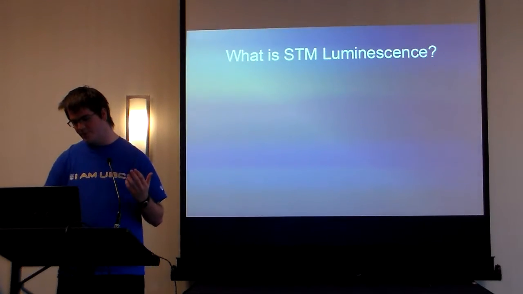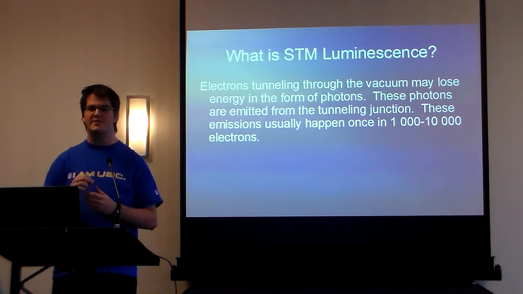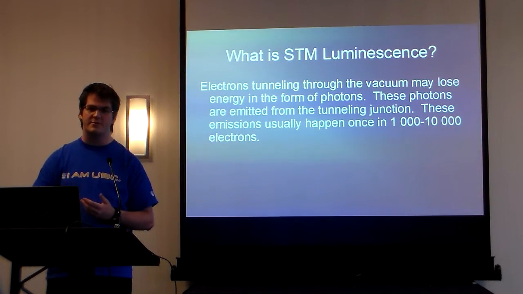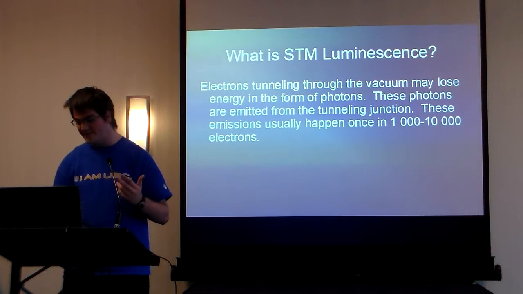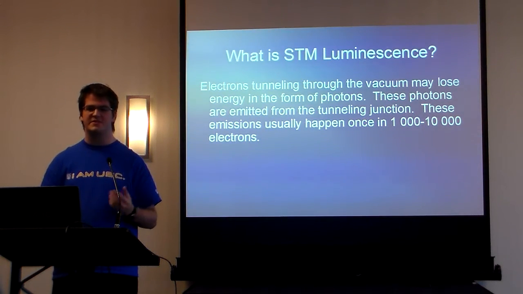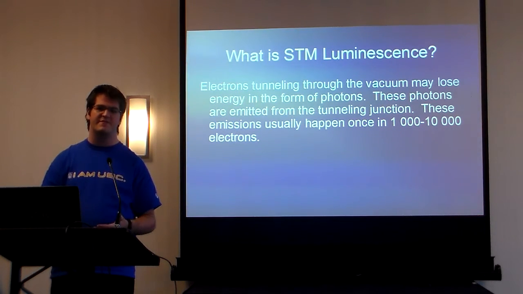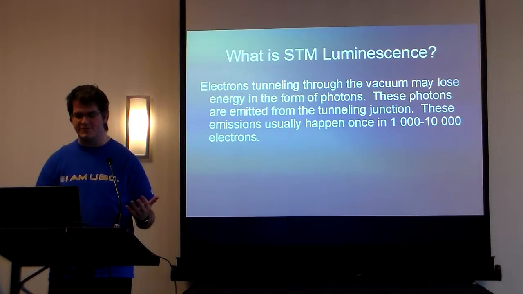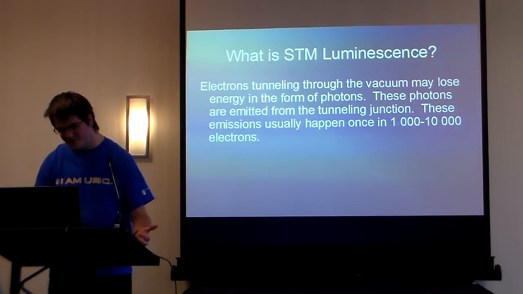And then with STM luminescence, the electrons tunneling through may also not tunnel through elastically, they may lose energy along the way. This happens about every 1,000 or 10,000 or 100,000 times. And this loss of energy comes out as photons, which we can collect and analyze, and we can get some information on the optoelectronic properties. These are important for photovoltaics, as Alfred was just mentioning.